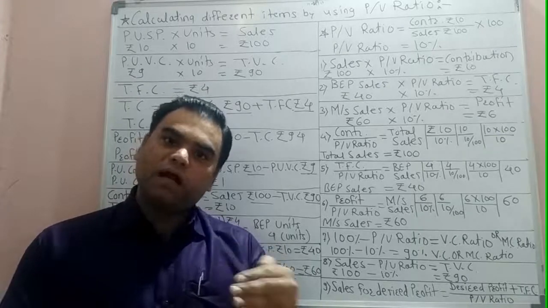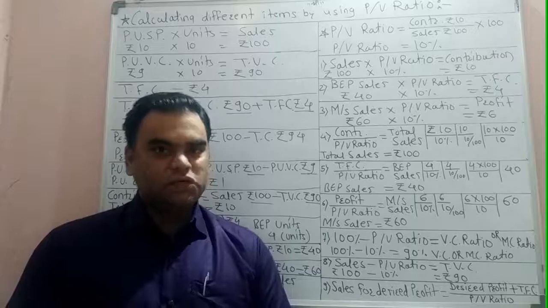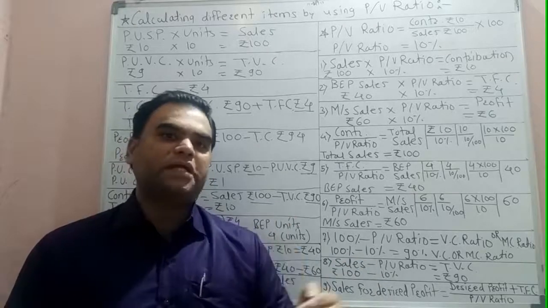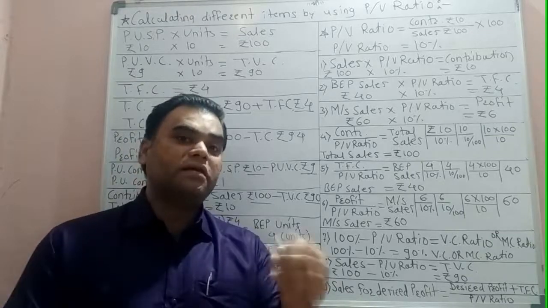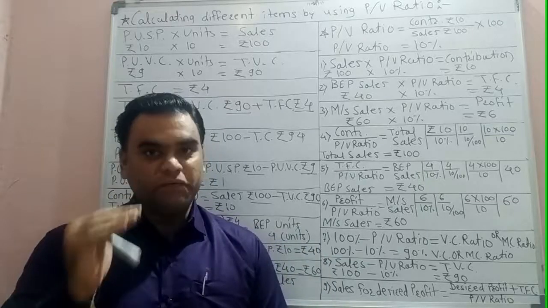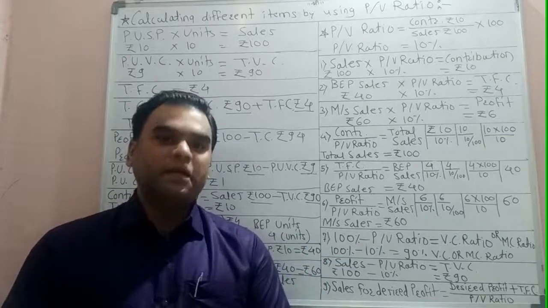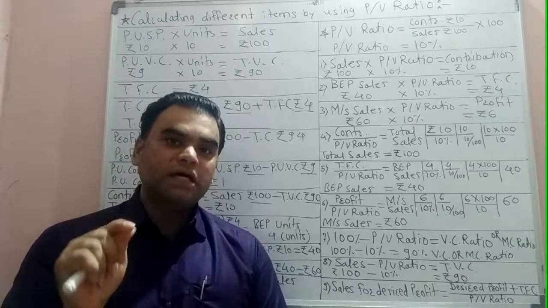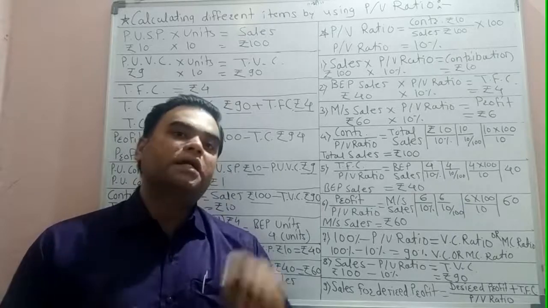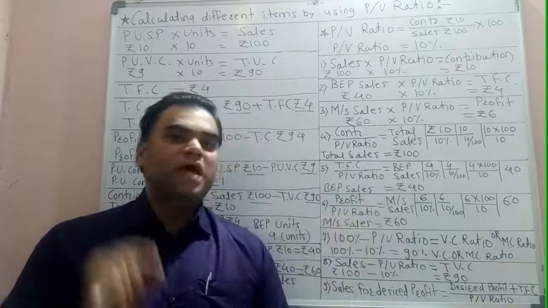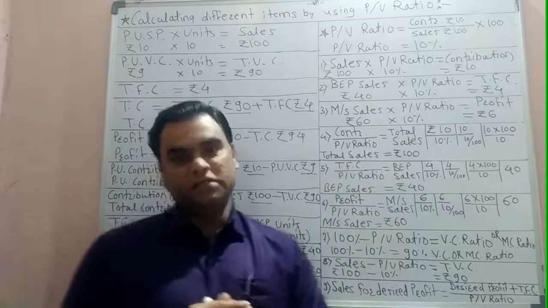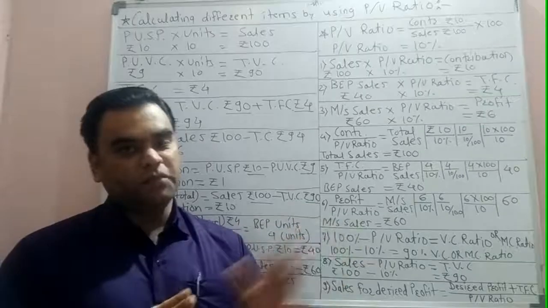In the previous lecture, we discussed what PV ratio tells us. As we know, accounting is the language of business, so everything conveys some meaning. Suppose PV ratio is 10%. What does that mean? It means contribution is 10% of sales, fixed cost is 10% of BEP sales, and profit is 10% of margin of safety sales, as we discussed in the previous lecture.